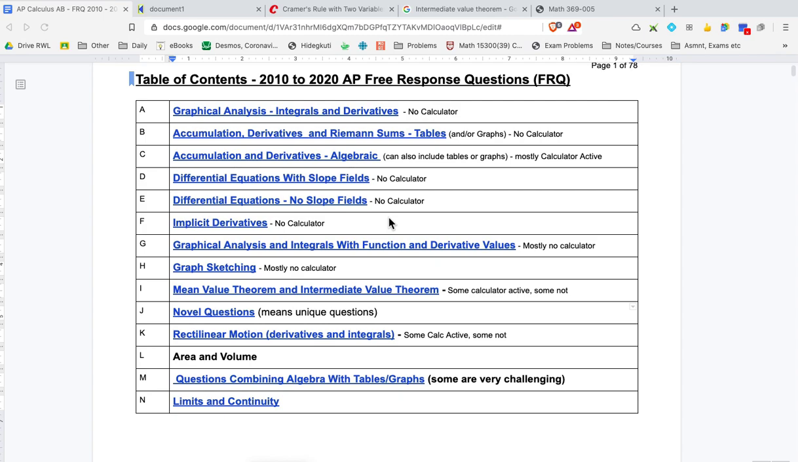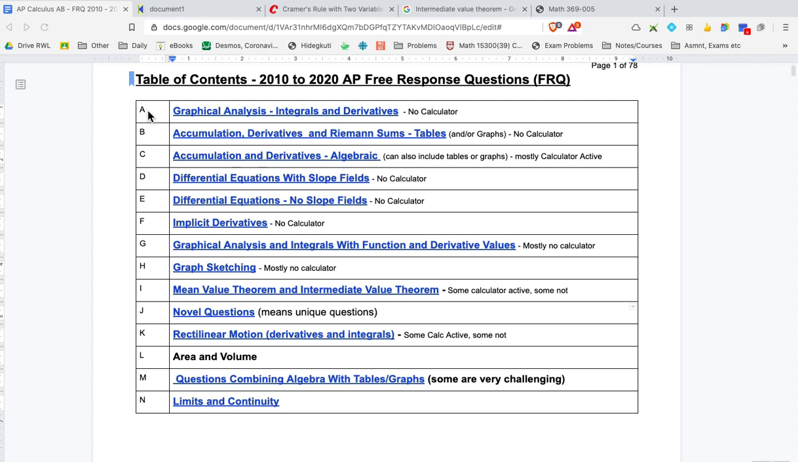Okay, folks, so here we go. What you'll see here is the 2010 to 2020 document. There's a second document that's 1998 to 2009. I've organized them in the best way that I thought I could. What you'll see is a title. I changed it over to a letter to represent the section, and then questions are numbered within each section.